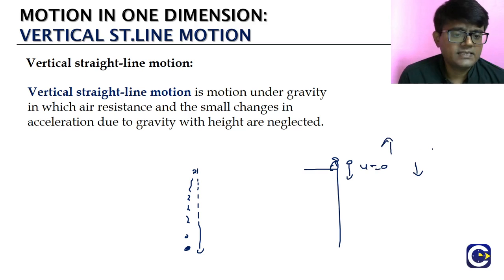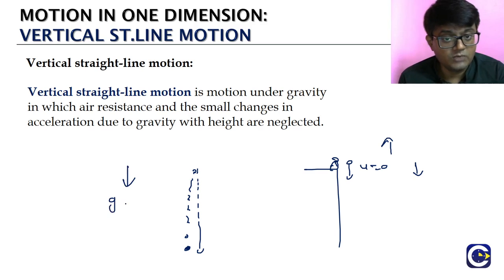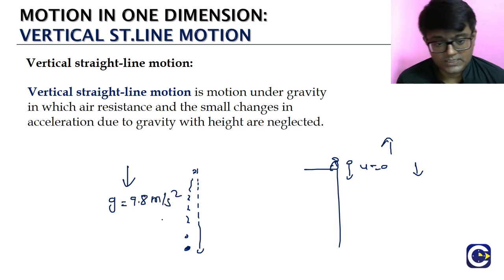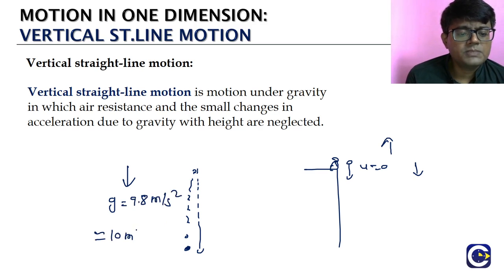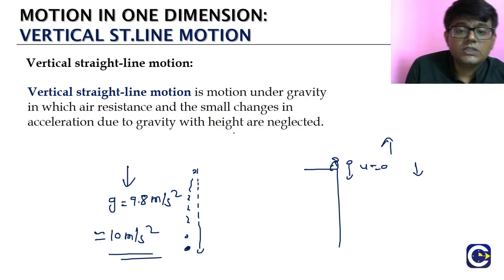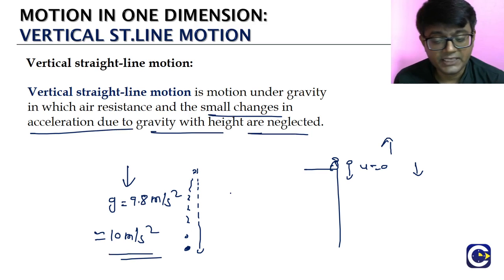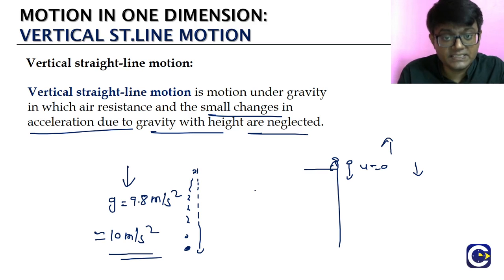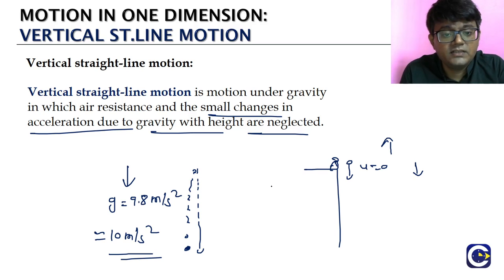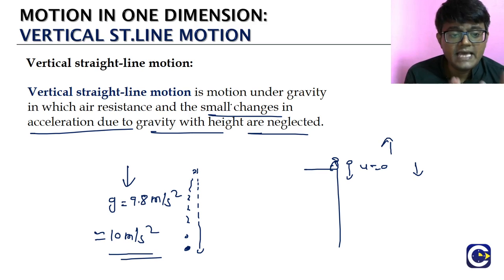Okay, in all these cases, we consider that the acceleration due to gravity acting on that object throughout the journey will always be constant, which we will take as 9.8 meter per second square downwards. Approximately, some problems if they give us, we can take it as 10 meter per second square also. So we do not consider the small changes in the acceleration due to gravity with the height. Okay, because when we go to the gravitation chapter, we will see a formula for how acceleration due to gravity varies with height. But here the assumption is that the small changes in the acceleration due to gravity that will come with height, we will neglect.